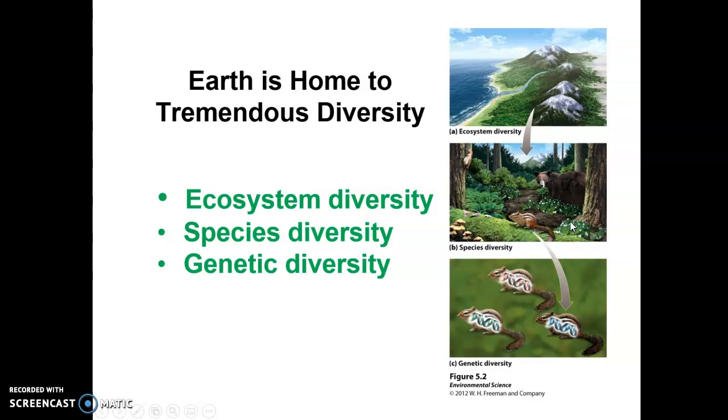The second level of diversity is species diversity, which is shown here. That chipmunk is now in a forest with some wildflowers, some mosses, some fungi, some mushrooms, and some tall trees, and a bigger animal here in terms of the bear. And so the more species diversity within a particular ecosystem, the healthier that ecosystem will be.